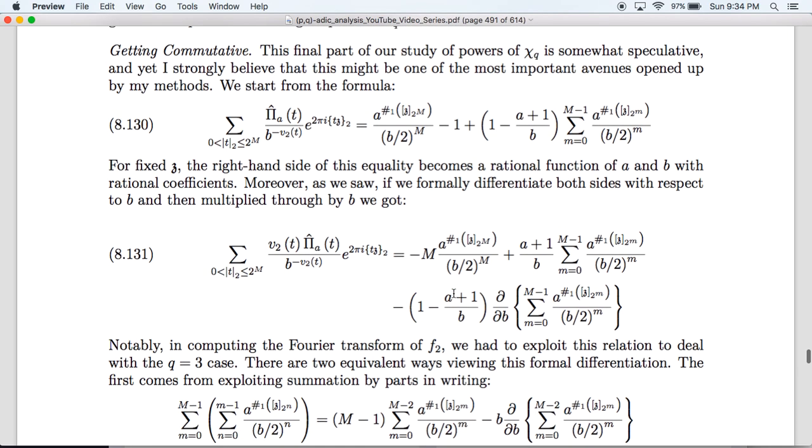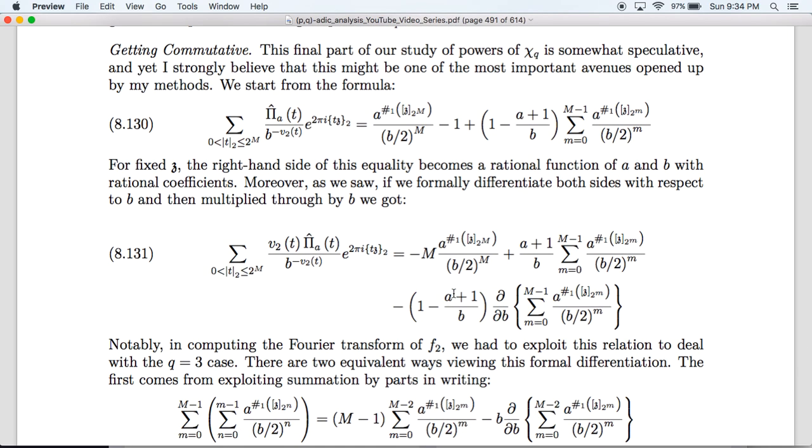Final part. So, getting commutants. The final part of our study of the powers of chi-q is definitely somewhat speculative. We're going to get back to the formal derivative stuff I was mentioning in the previous video. So as we saw, we had this particular formula.